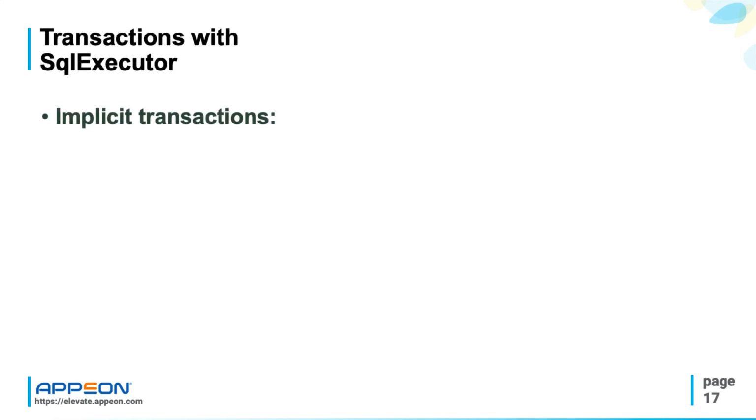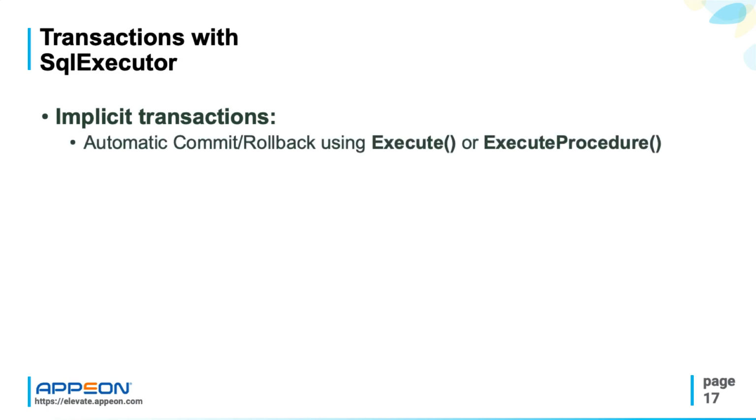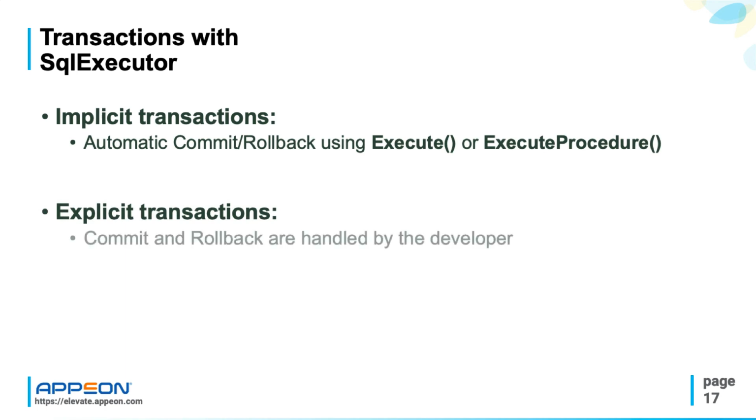Now please remember that implicit transactions automatically perform the commit and rollback while using the execute or execute procedure methods. But for explicit transactions, they require the commit and rollback to be handled by the developer.